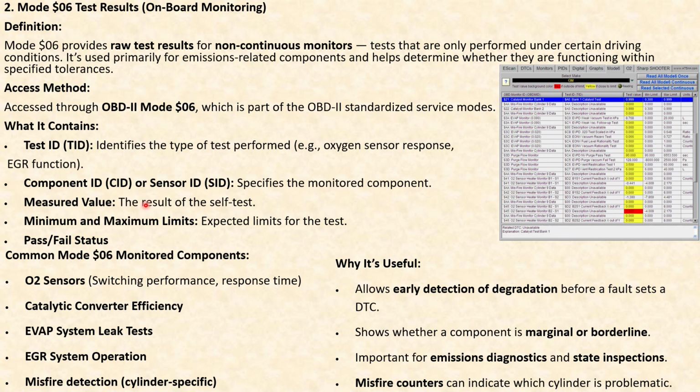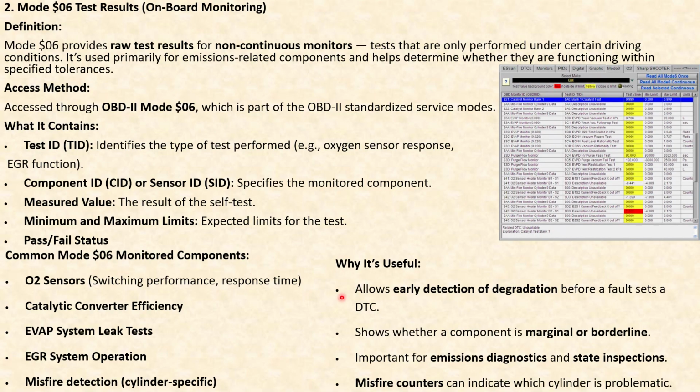So this is what is contained in the result. Now, common mode $06 monitored components are oxygen sensors, catalytic converter efficiency, EVAP test, system leak test, EGR system operation, and misfire detection. So these are the various components that are usually monitored under this mode $06.